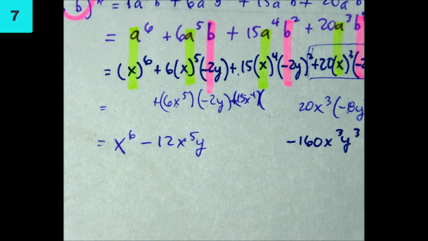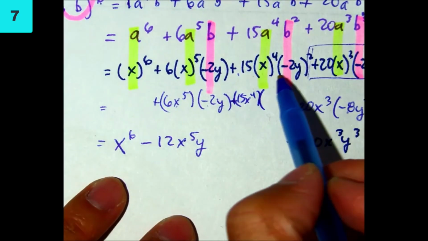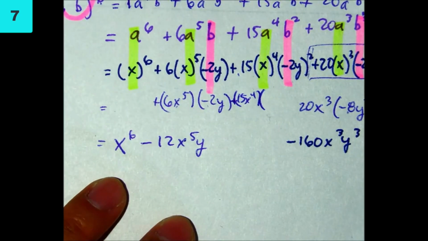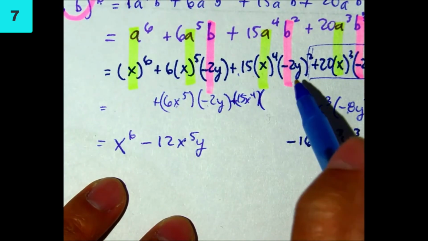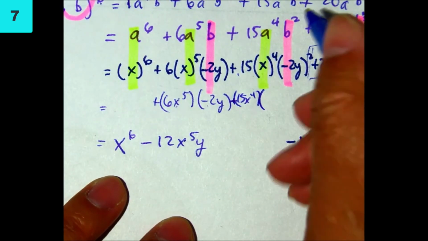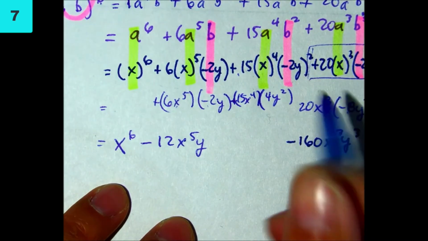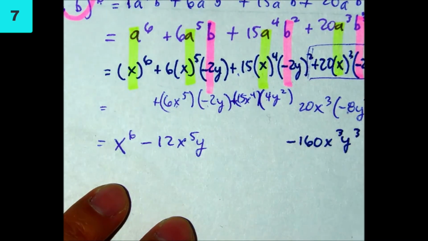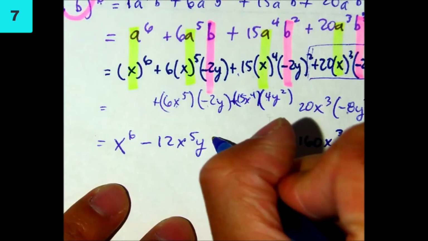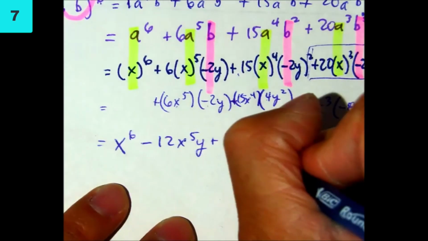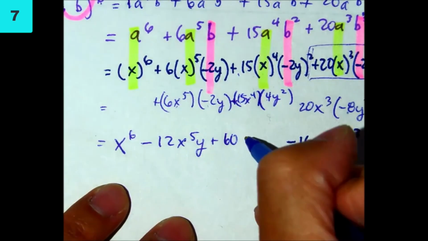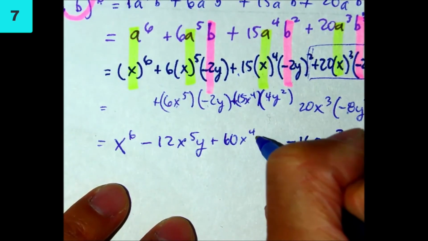Good job, Dana. Right? Negative 2y squared. Negative 2y times negative 2y. 4y squared. Good job. Okay. 15 times 4. There you go. 60 what? Good.